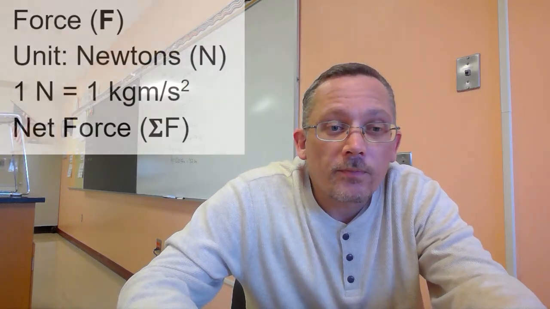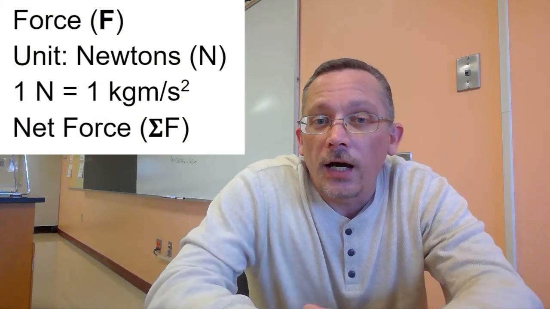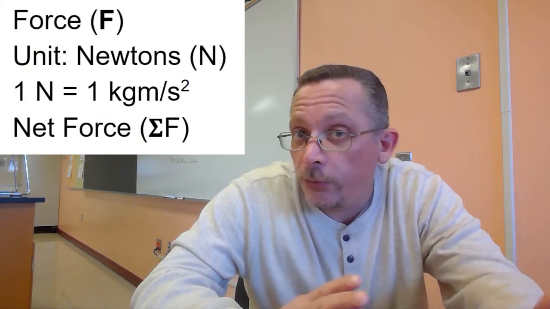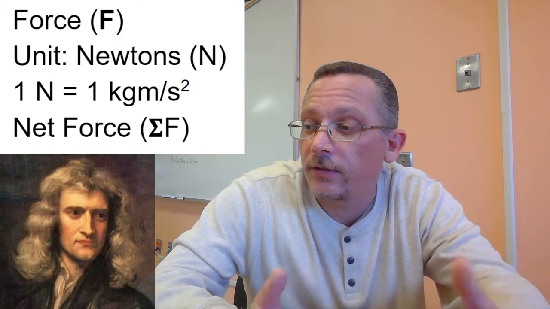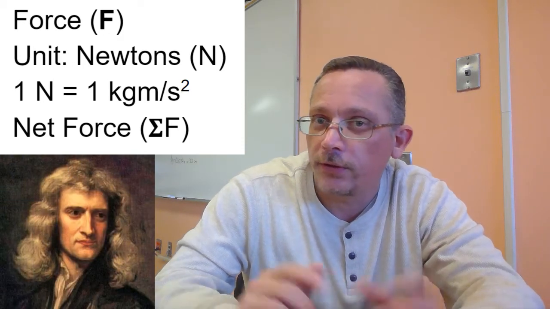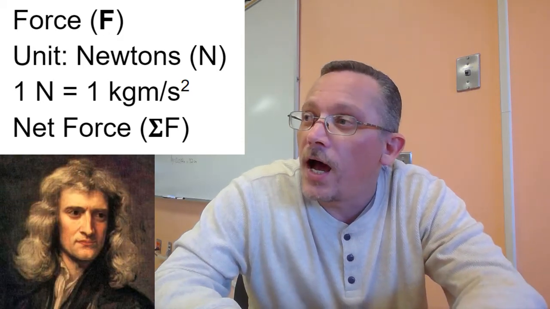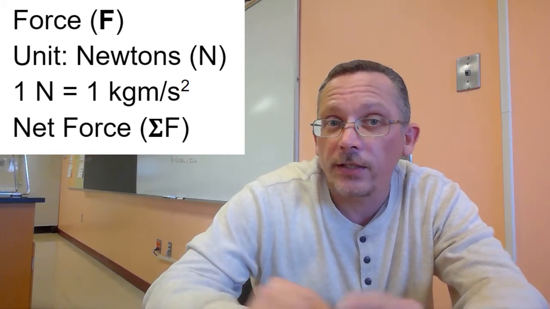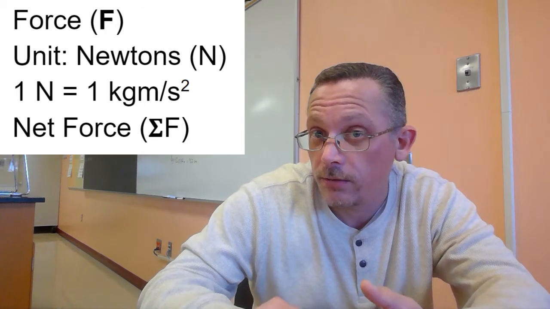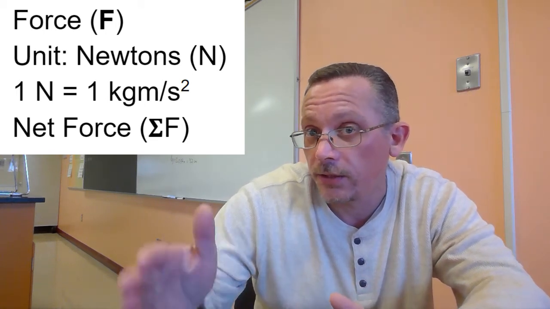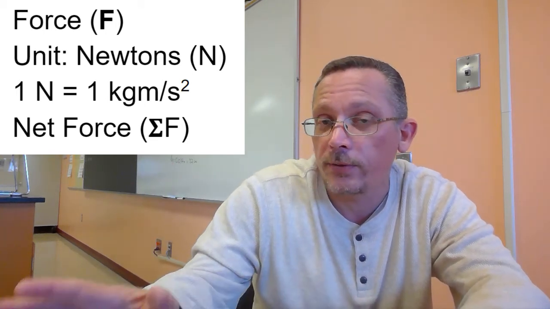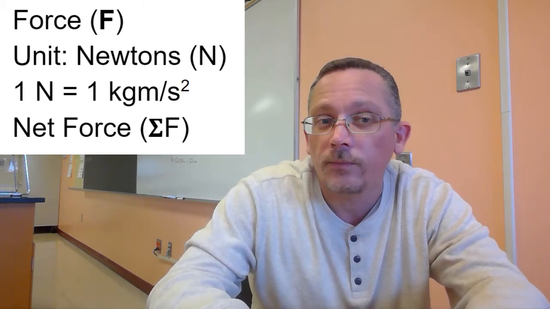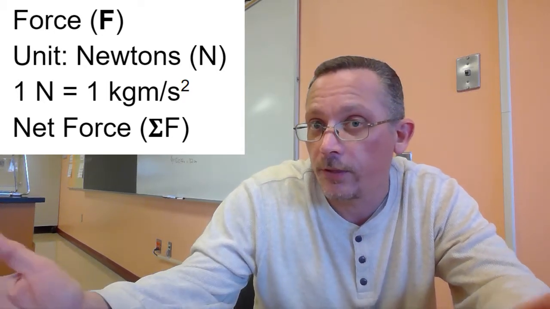A force is kind of like a push or a pull on an object. Forces are measured in a unit called the Newton. Newtons are named after Sir Isaac Newton, who's a kind of a big guy in physics. Newton is a derived unit. It's the same thing as a kilogram meter per second squared. So kg·m/s², kilogram meter per second squared. So 1 Newton is the same as 1 kilogram meter per second squared.